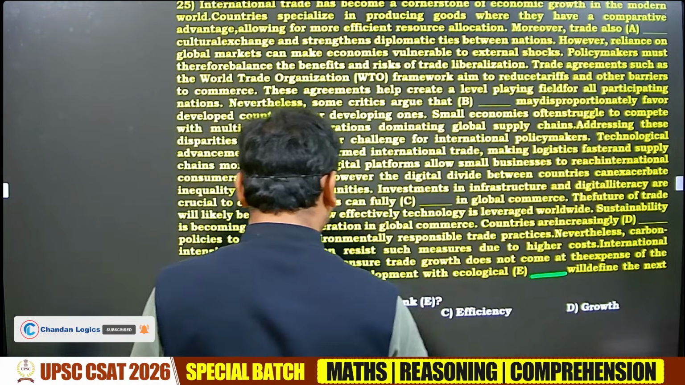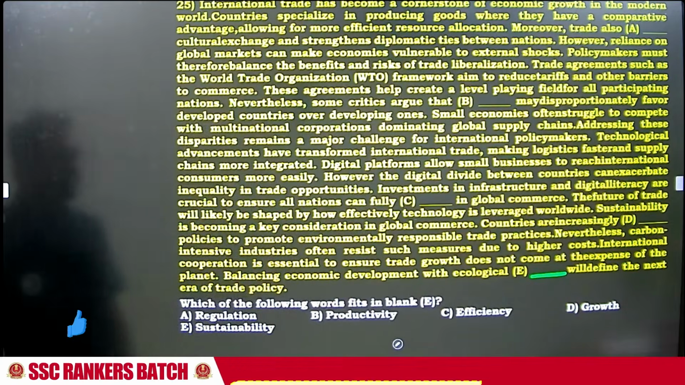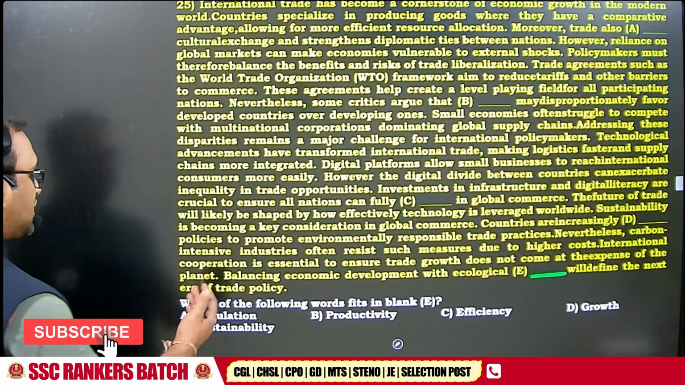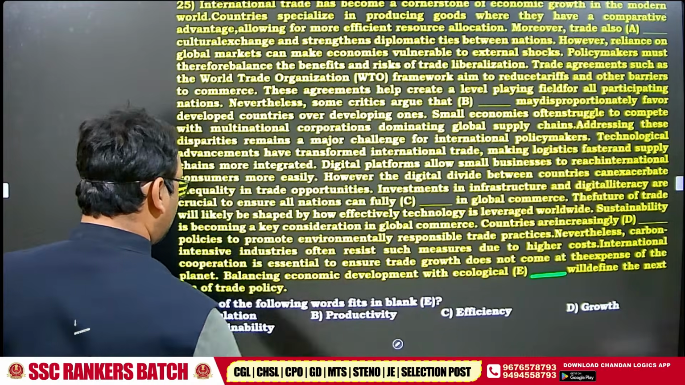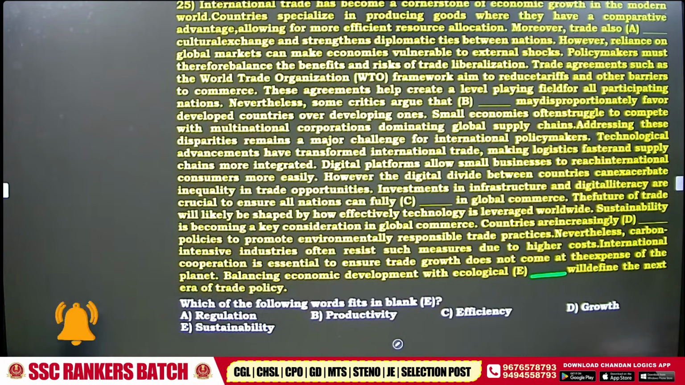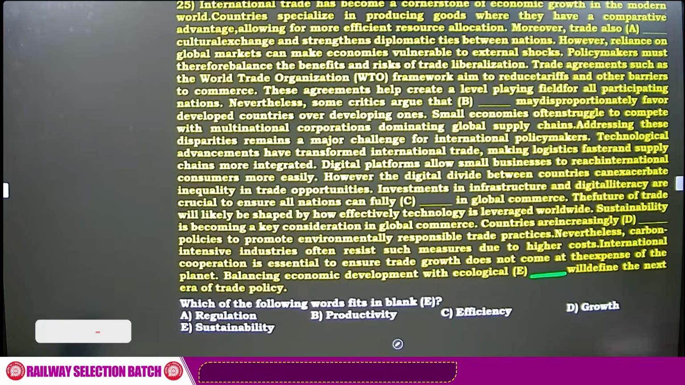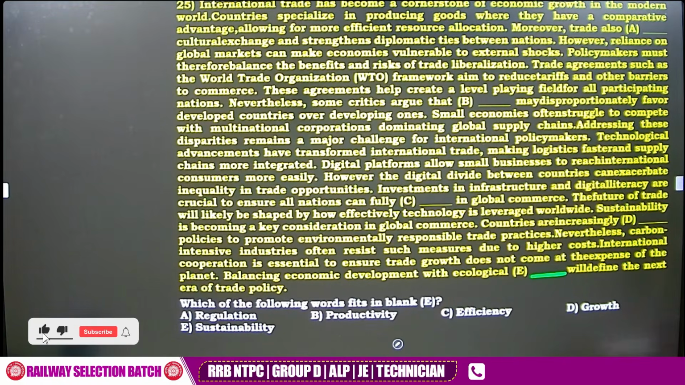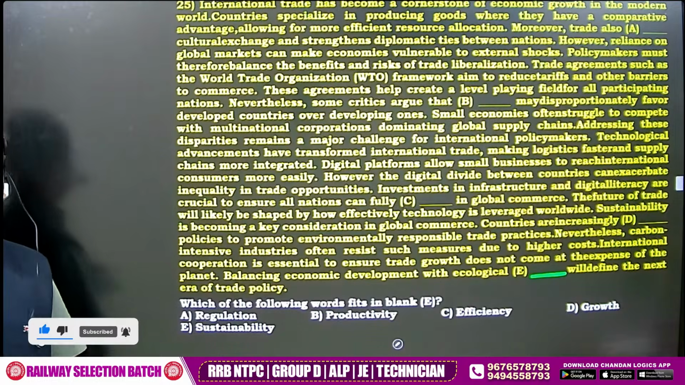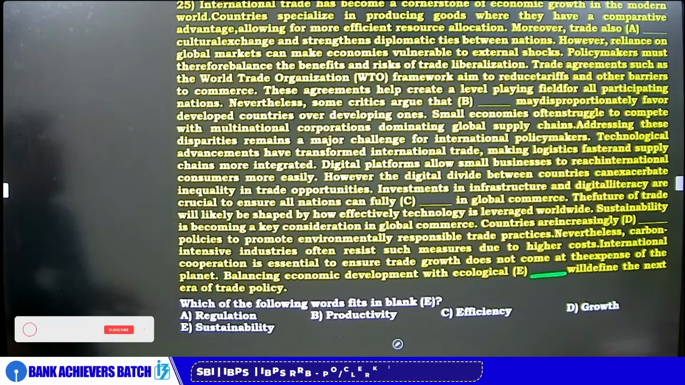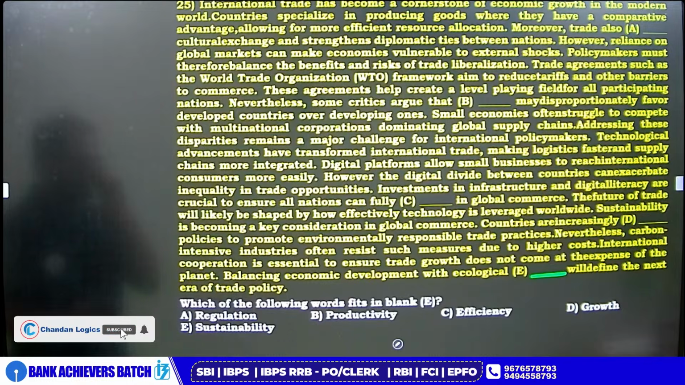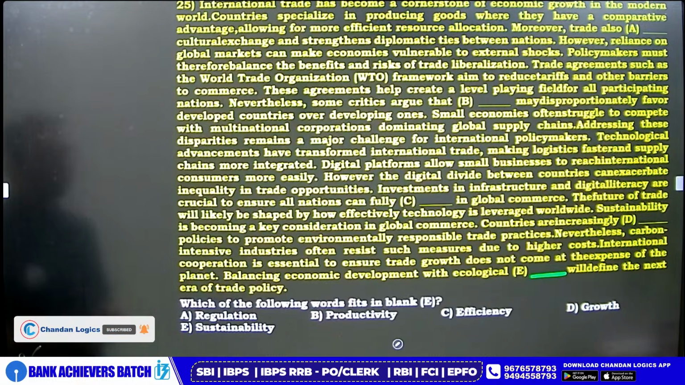Now, which of the following is the answer for the E? Now the real challenge comes. Regulation positive, productivity positive, efficiency positive, growth positive, sustainability positive. Wow. All the 5 options are now in positive context. Now what your answer is, is a real challenge.